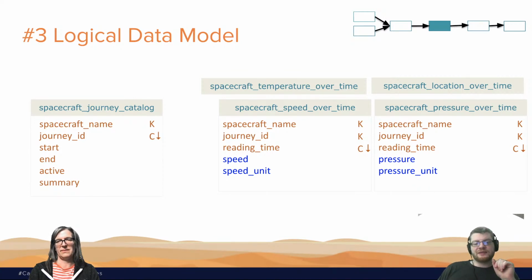So spacecraft name is going to be the partition key, and then the clustering column, which is an ordering column within a partition, is going to be the journey ID. Now the other cool thing to note here is that when you have a primary key construction, you can actually control some of the behavior of your database.